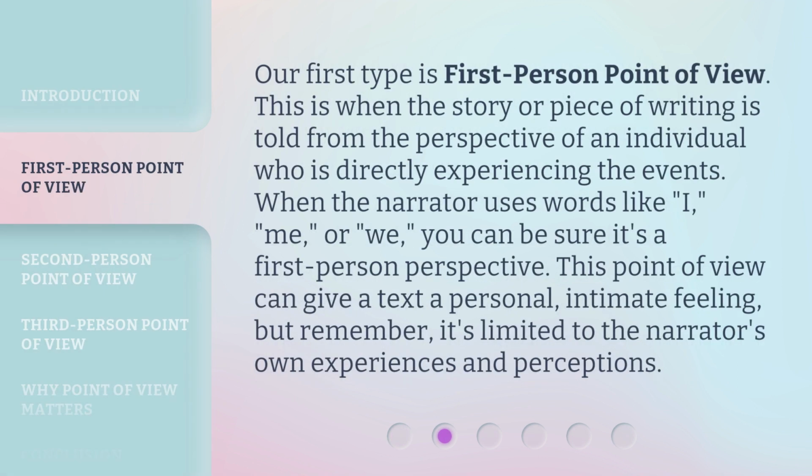Our first type is first-person point of view. This is when the story or piece of writing is told from the perspective of an individual who is directly experiencing the events. When the narrator uses words like I, me, or we, you can be sure it's a first-person perspective. This point of view can give a text a personal, intimate feeling, but remember, it's limited to the narrator's own experiences and perceptions.